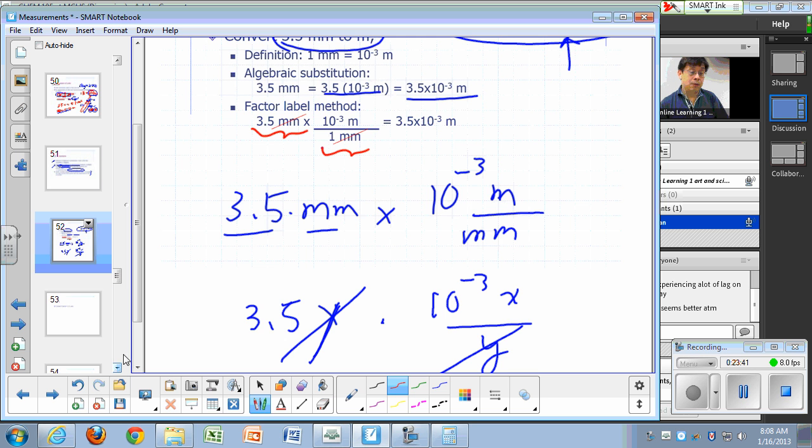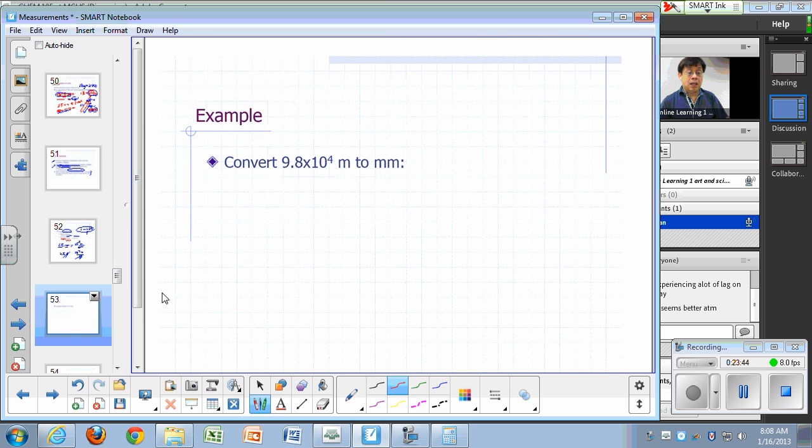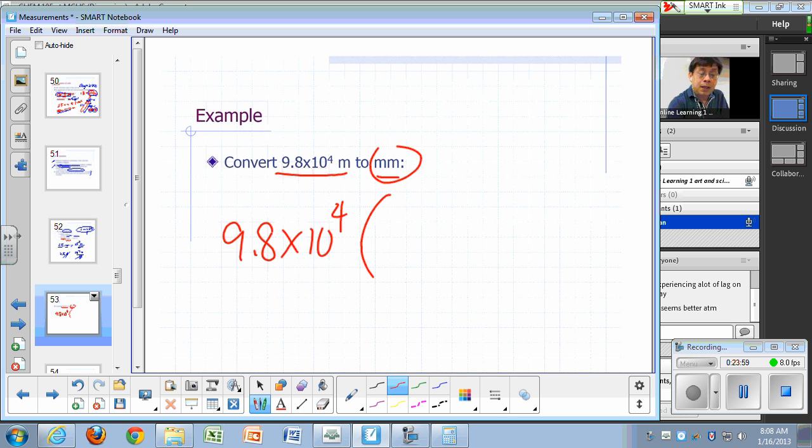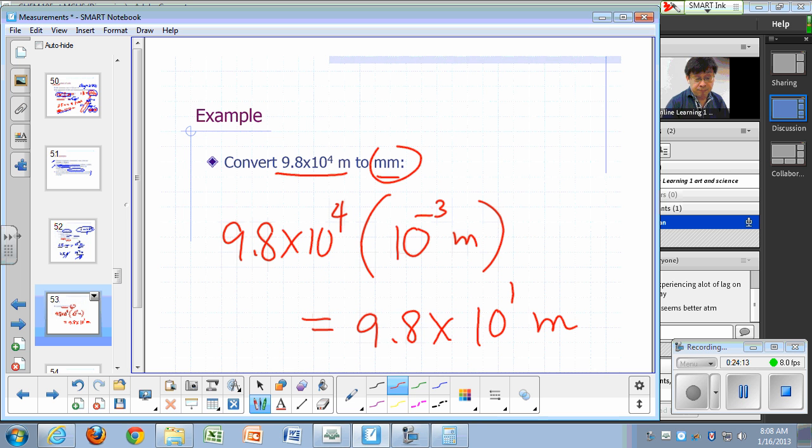Let's look at a few examples. Let's say you want to convert 9.8 times 10 to the fourth meters to millimeters. Let's do this using algebraic substitution. You can just say it's 9.8 times 10 to the fourth, and what's a millimeter? 10 to the negative third meters. And so you're done. This is 9.8 times 10 to the 1 meters. Note that the number of sig figs before is 2 sig figs. You still have 2 sig figs at the end. Okay? So that's one way you can do it.